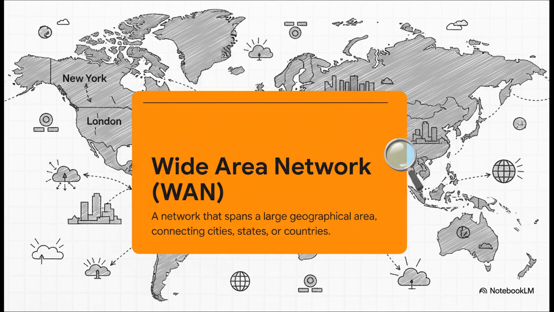And finally, we get to the big one, a wide area network, or WAN. This is what connects different LANs together, often over massive distances. When an office in New York needs to connect to its branch in London, they're using a WAN. And here's the real kicker. The internet? It's the ultimate WAN. It's just one giant globe-spanning network made up of countless smaller networks.